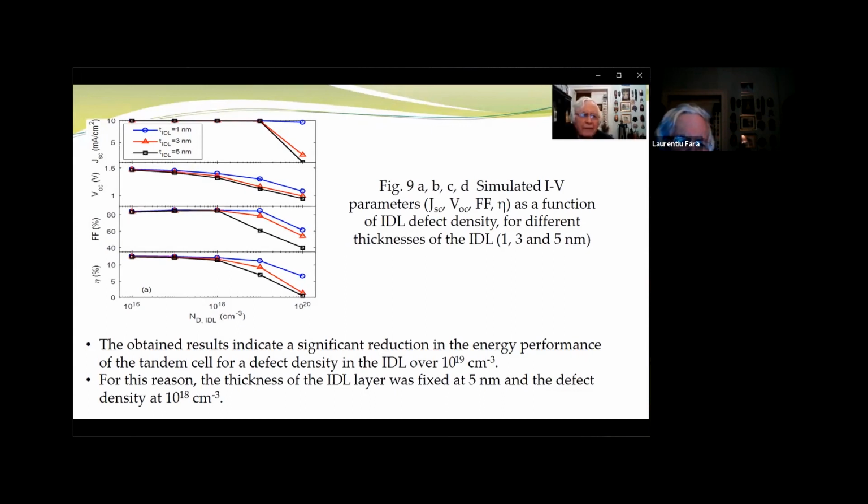It is remarked a significant reduction in the energy performance of the tandem, observed for defect density in IDL over 10^19 cm^-3. And for this reason, the thickness of IDL was fixed at 5 nanometers. And also the defect density was fixed at 10^18 cm^-3.